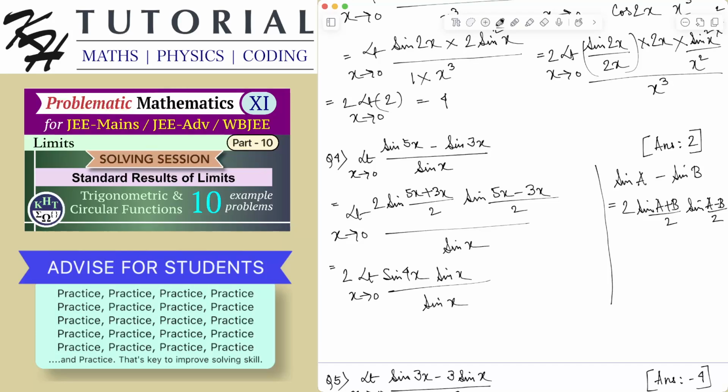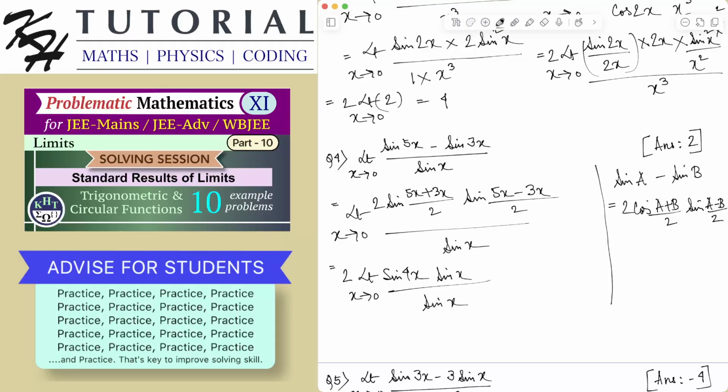Let me quickly check if I have written the formula for sin a minus sin b correctly or not, because my concept of trigonometry is really weak. I will quickly check that. It is 2 cos. Okay, so I did it wrong. Sin a minus sin b is 2 cos((a+b)/2) multiplied by sin((a−b)/2).